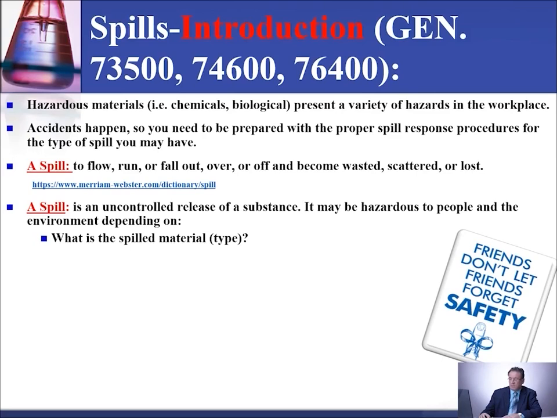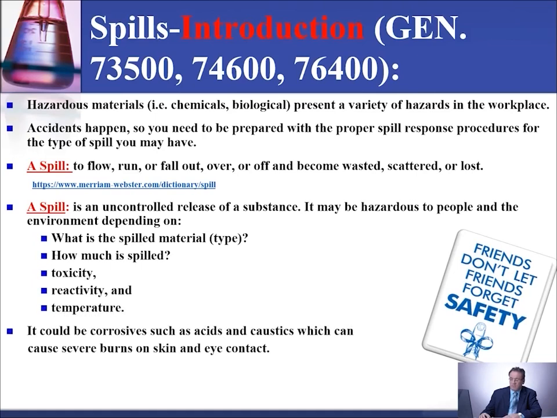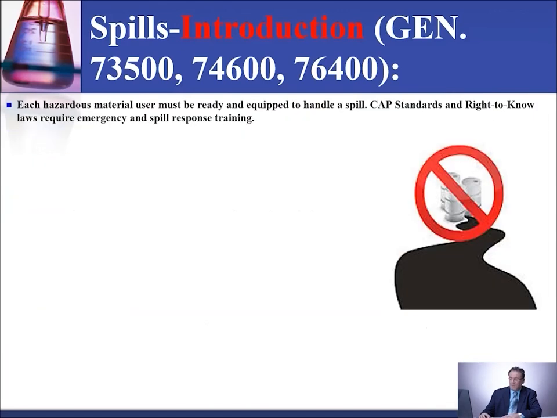It may be a hazard to people and the environment depending on the type of the spilled material, how much is spilled, toxicity, reactivity, and temperature. It could be corrosive, such as acids, which can cause severe burns on the skin and eye contact. Resin fumes can be damaging to the respiratory system also. Each hazardous material user must be ready and equipped to handle a spill. OSHA standards and right-to-know laws require emergency and spill response training.